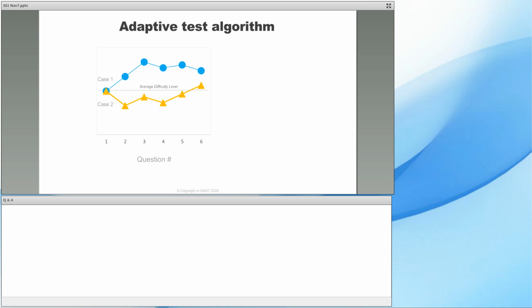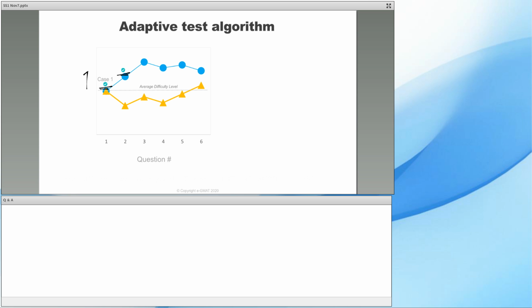What you see on the x-axis here are question numbers, going from question number 1 to 6. What you see on the y-axis is the difficulty level of questions. We're going to look at 2 students, case 1 and case 2. Student 1 gets the first question, which is of medium difficulty level. He gets that right. Hence, he gets the second question, which is of a higher difficulty level.